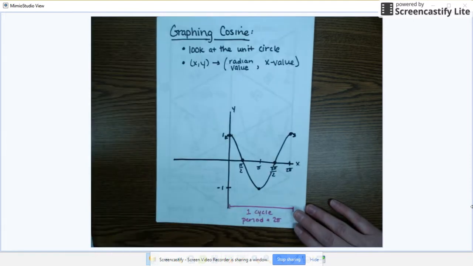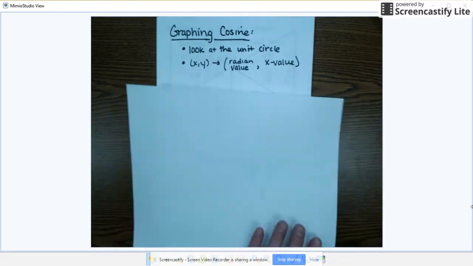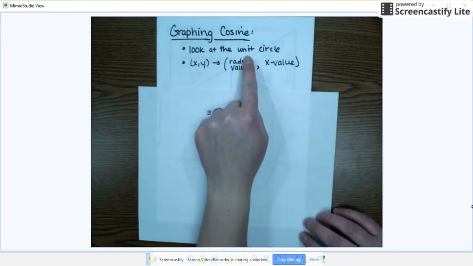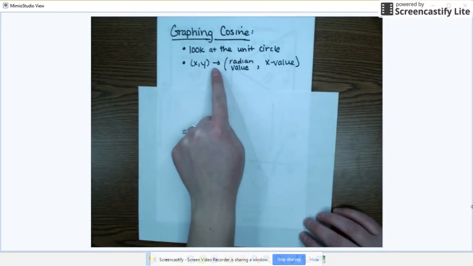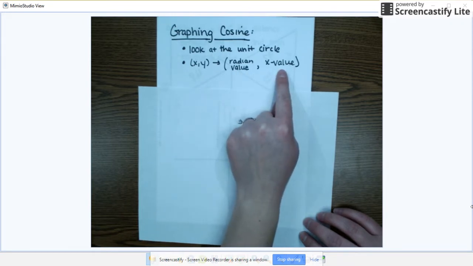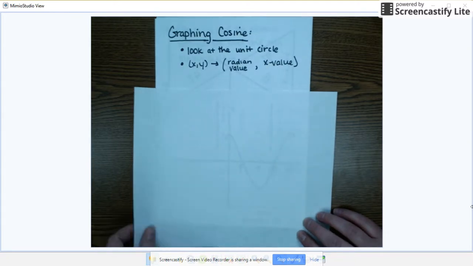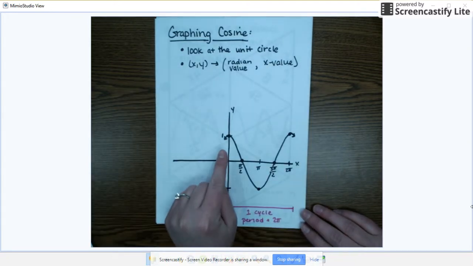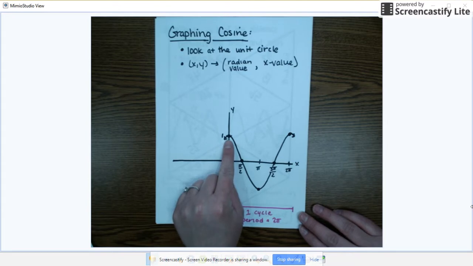If we look at our cosine function, we're still going to use a unit circle. This time our xy coordinate point on our graph comes from our radian value and then our x value, because if you remember, cosine correlates to x on our unit circle. So we're going to graph this. When we start on our unit circle at 0 radians, the x value is 1. So that's where this point comes from, 0, 1.